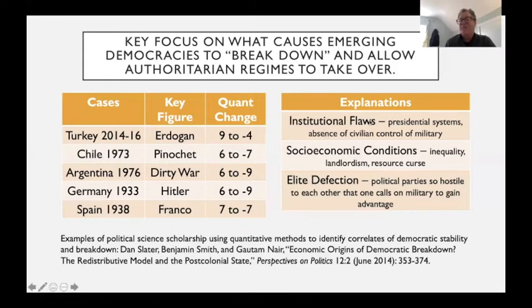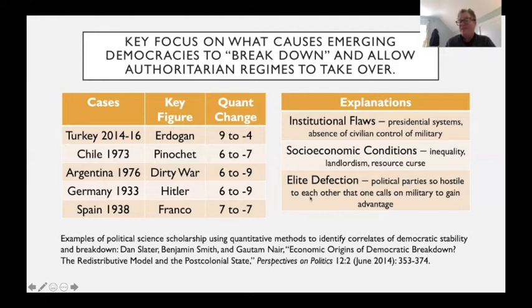Institutional flaws: presidential systems are seen as being more vulnerable to breaking down than parliamentary systems, for example. Certainly, if there's an absence of civilian control of the military, that's a problem. Socioeconomic conditions are seen as contributing to breakdown if there's wide inequality, landlordism, and if there's a resource curse. That means if your country is cursed with having a large amount of oil, for example, you get a different kind of politics that is more prone to authoritarianism.